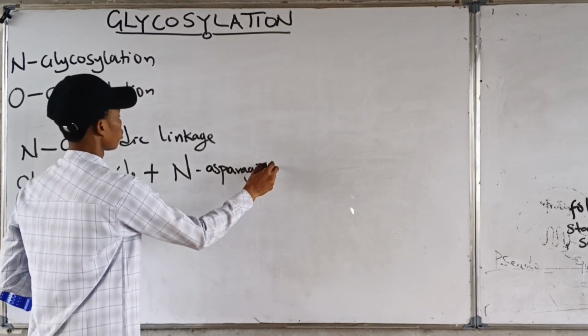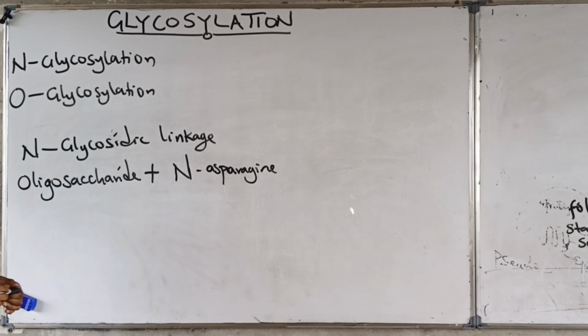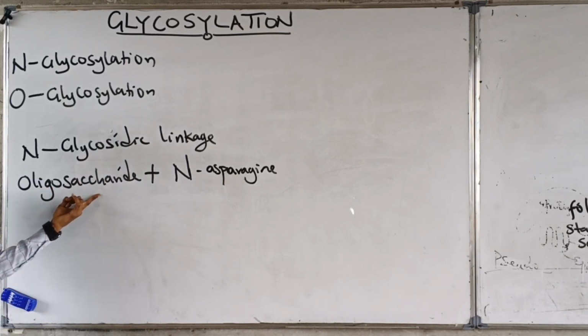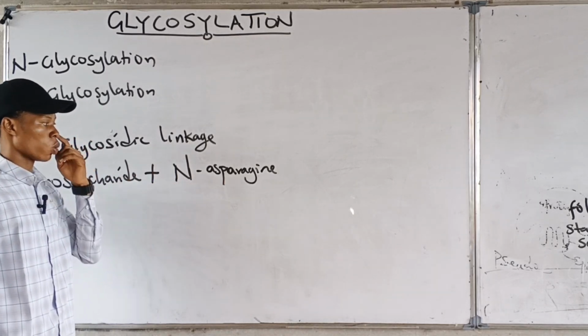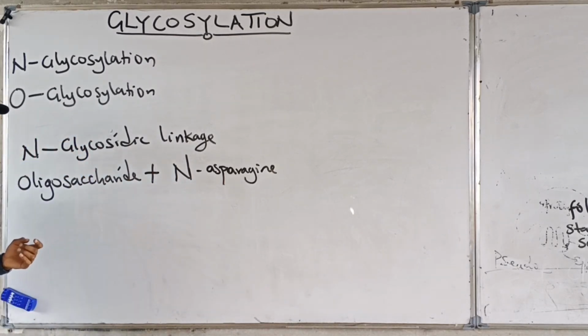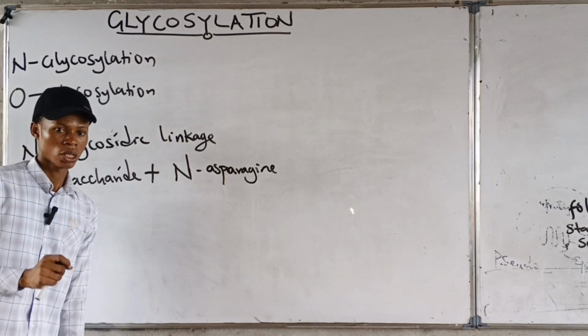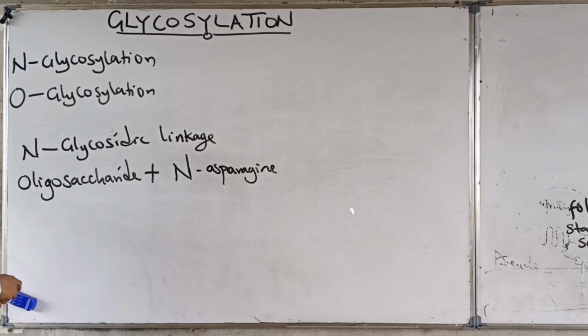I'll take that again. The N-glycosidic linkage is formed between an oligosaccharide and the amide nitrogen of asparagine. The amide nitrogen of asparagine. It must be asparagine, not any other amino acid. Now, that's for the N-glycosidic linkage.